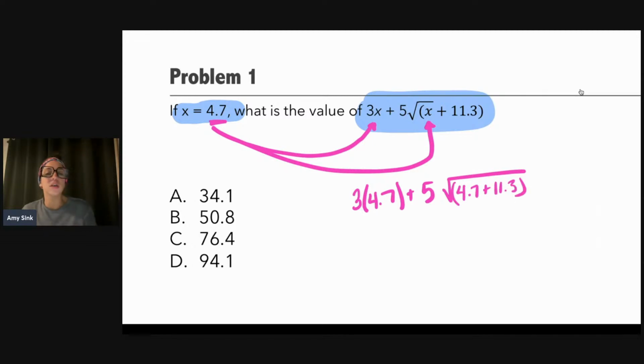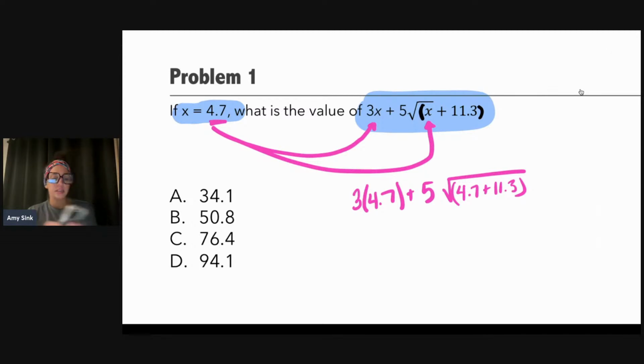And you might be asking yourself, why am I not just doing the square root of 4.7 and then adding 11.3? That's a great question. These parentheses right here tell me that the square root symbol does go all the way across. If the parentheses were not there, then the 11.3 would not be included. If it was written with the parentheses, then the 11.3 would be included. So it's all about the notation of what we're looking at.